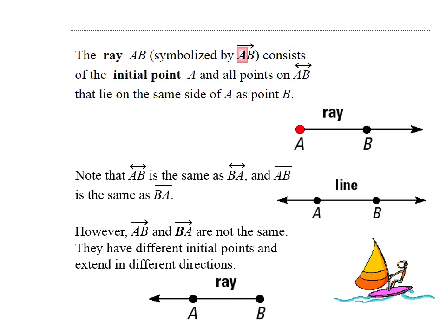Notice the notation, though, is still an arrow to your right. That never changes. The only thing that changes is the first letter. So in the bottom picture, the initial point is B. So that means it's starting at B and continuing, passing through A in that direction.